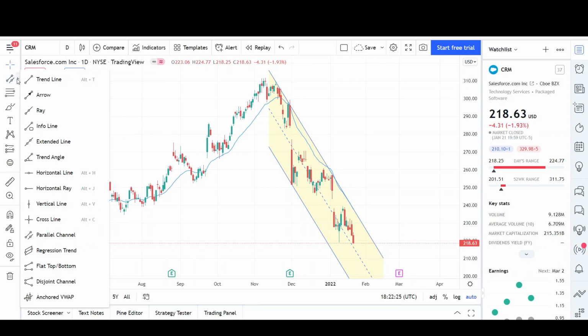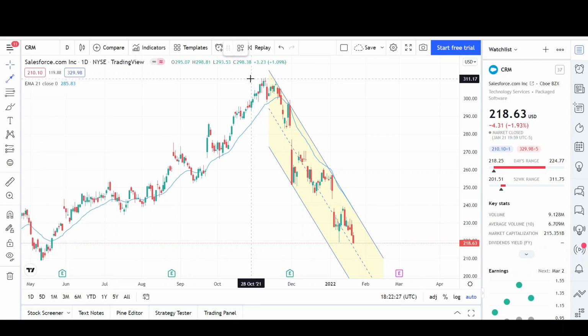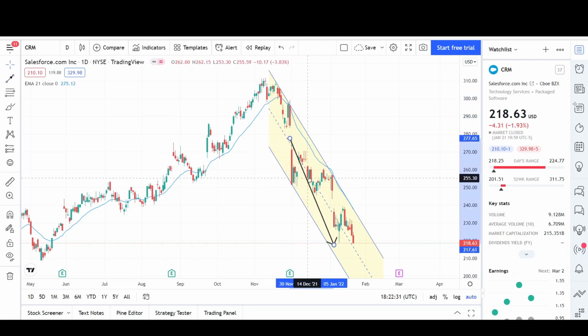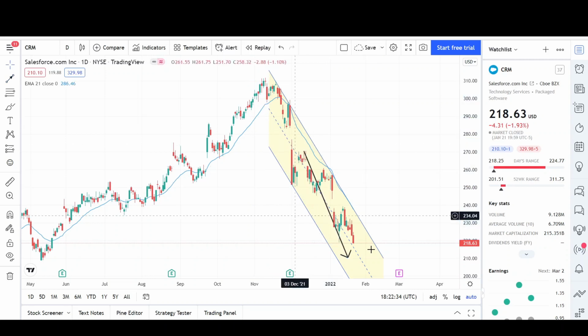So I'm going to have to use a measured move. Looks like this was the first leg down for the price action, and since the market moves in waves, this would be the second leg down, and it's right at the 210 level. So that's my target for Salesforce, the 210.